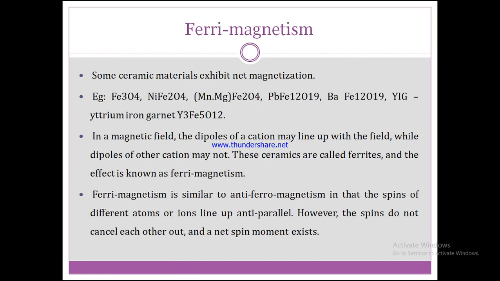The ferrimagnetic material. Some ceramic materials exhibit net magnetization, for example, Fe3O4, NiFe2O4, etc. Now, in this type of magnetic field, the dipoles of a cation may line up with the field, while the dipoles of other cations may not. These ceramics are called ferrites, and the effect is known as ferrimagnetism. Ferrimagnetism is similar to antiferromagnetism in that the spins of different atoms or ions line up antiparallel. However, the spins do not cancel each other and a net spin moment exists.